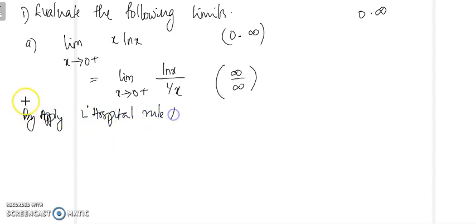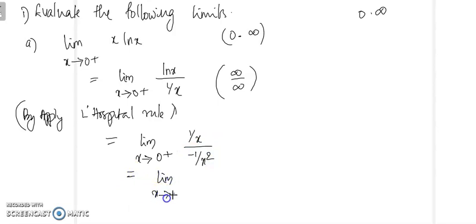for infinity by infinity form, this will be equal to limit x tends to 0 plus, so this is 1 by x by minus 1 by x square. So that is going to be limit x tends to 0 minus x square by x. So that will be limit x tends to 0 plus, x cancels out, so that is minus x, which is equal to 0. So therefore the limit is equal to 0.